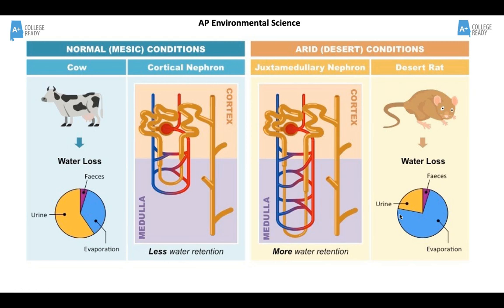So you can see this is kind of a breakdown of the digestive system for various species depending on where they are. So we've got a cow and we've got a desert rat, right? So the desert animals, or animals in more arid and dry conditions, are going to have a juxtamedullary nephron, while the normal conditions are going to have a cortical nephron. So they have less water retention, they release more urine, and a lot of their water evaporates.